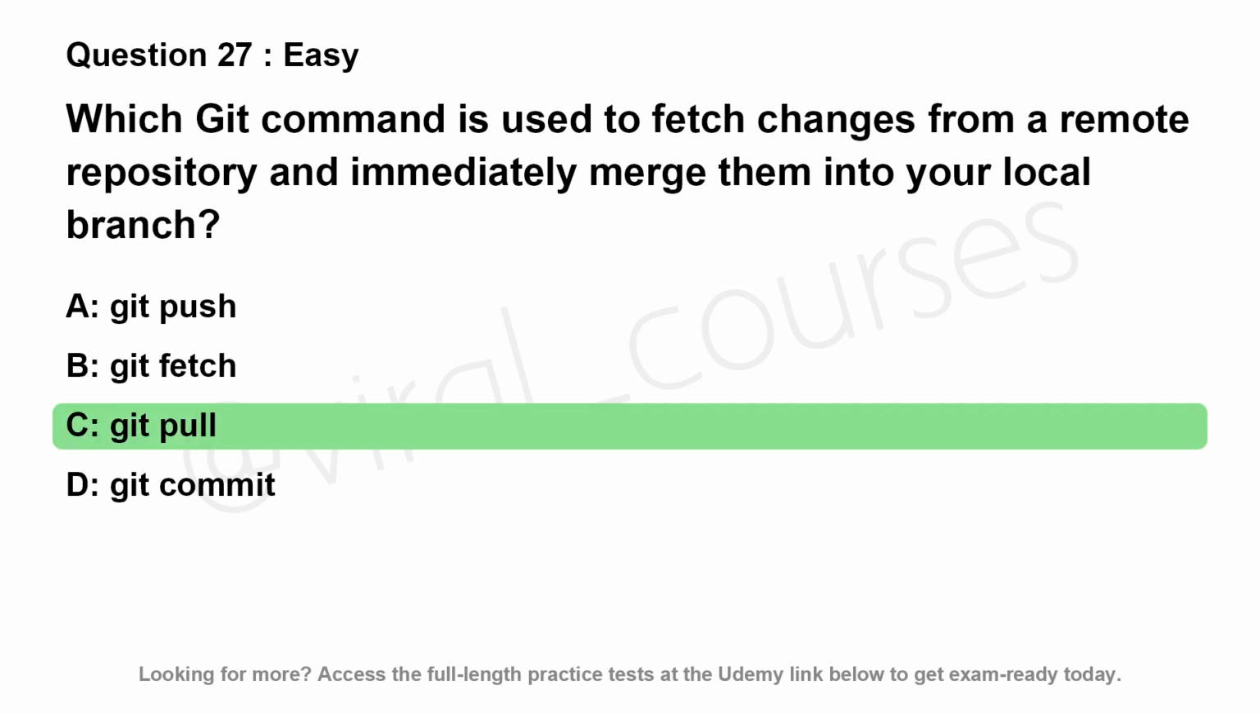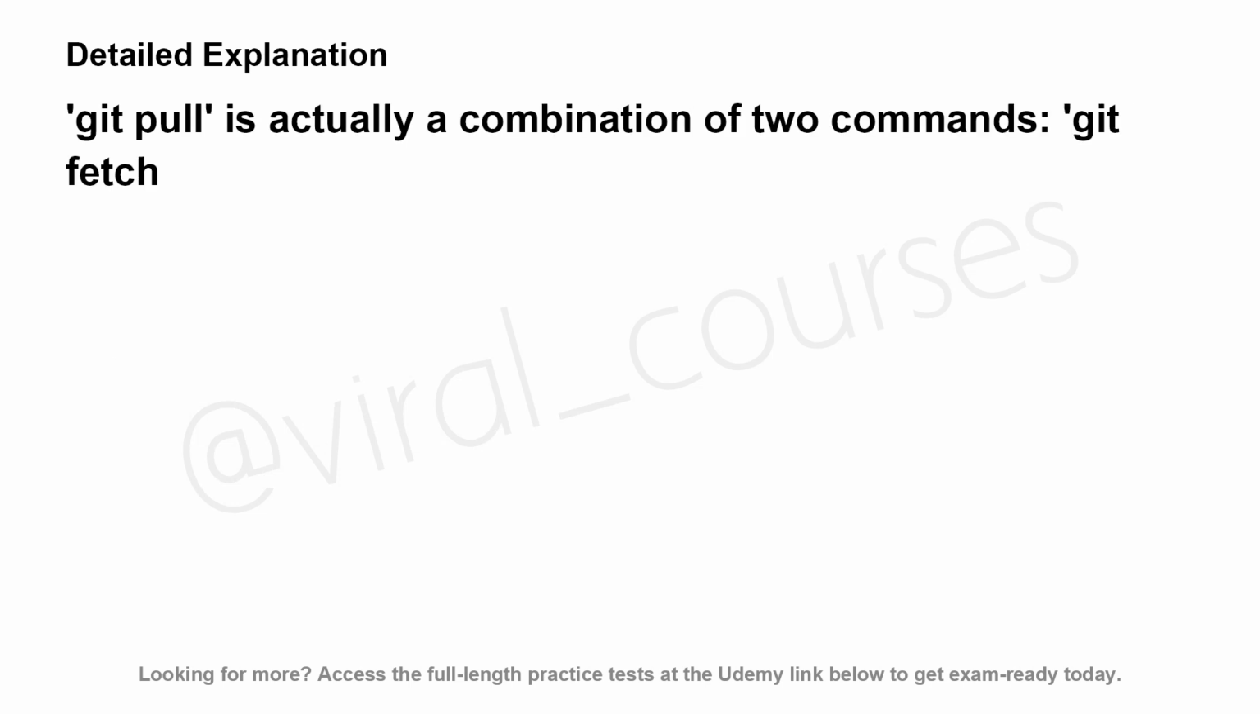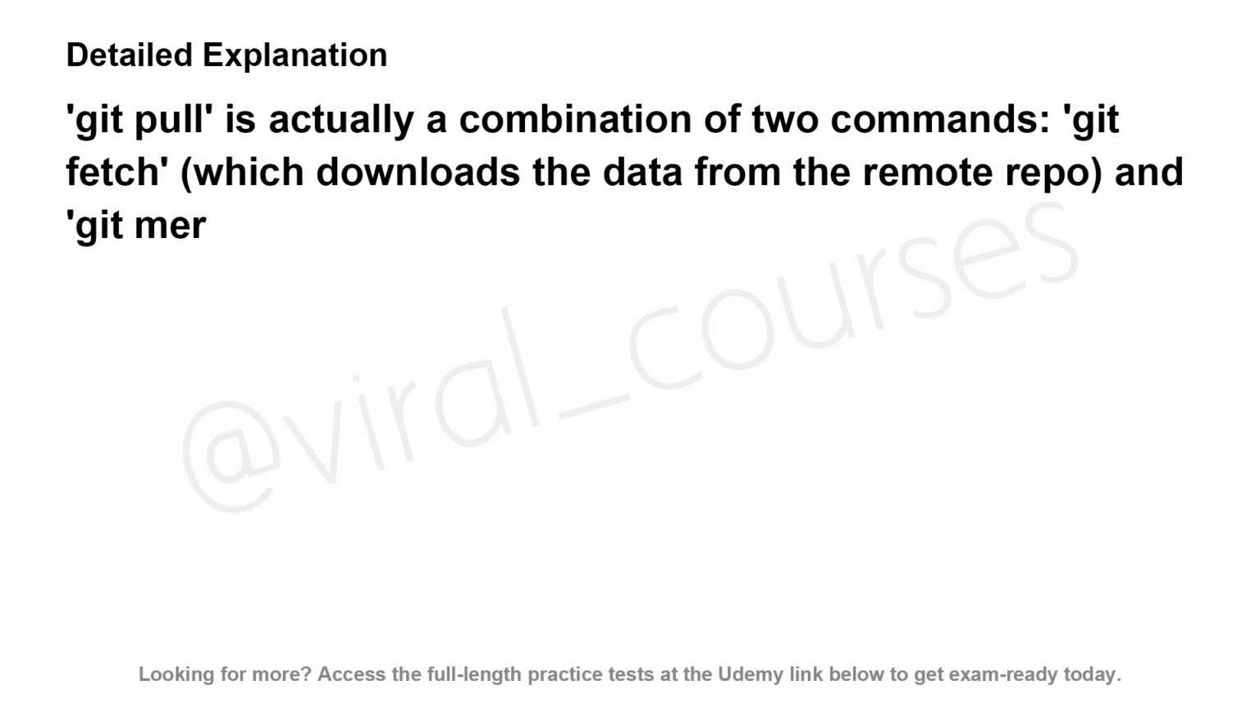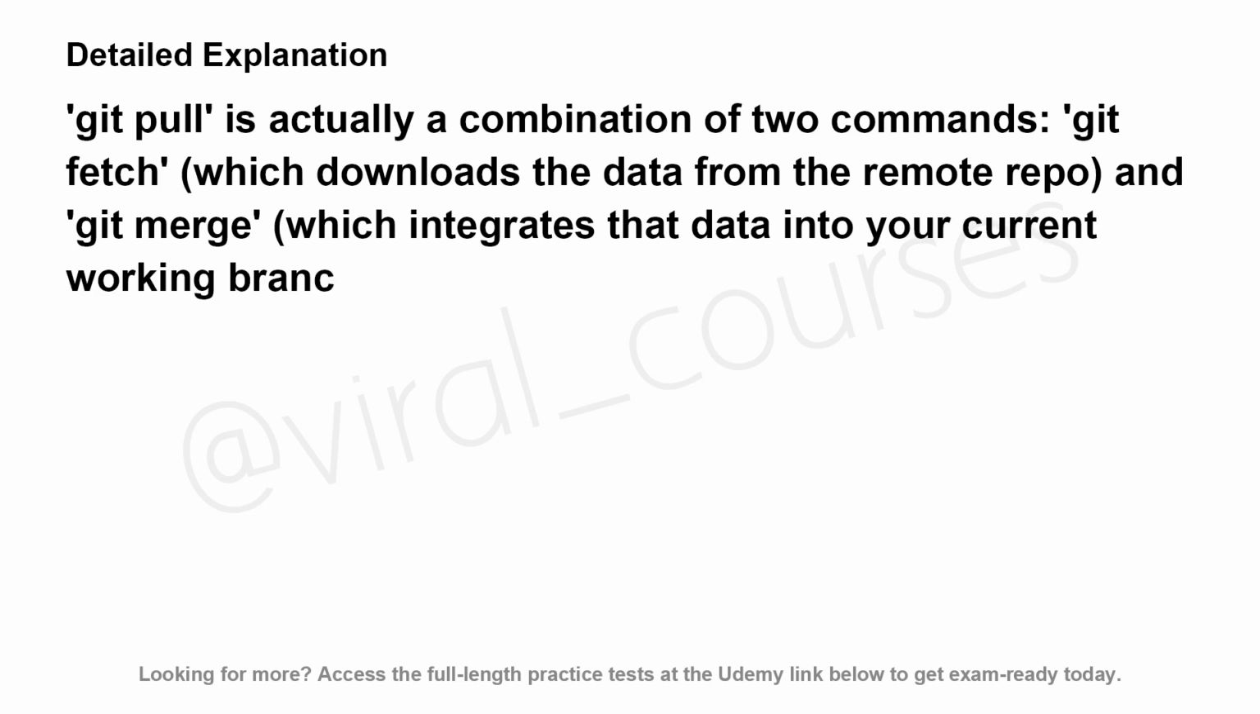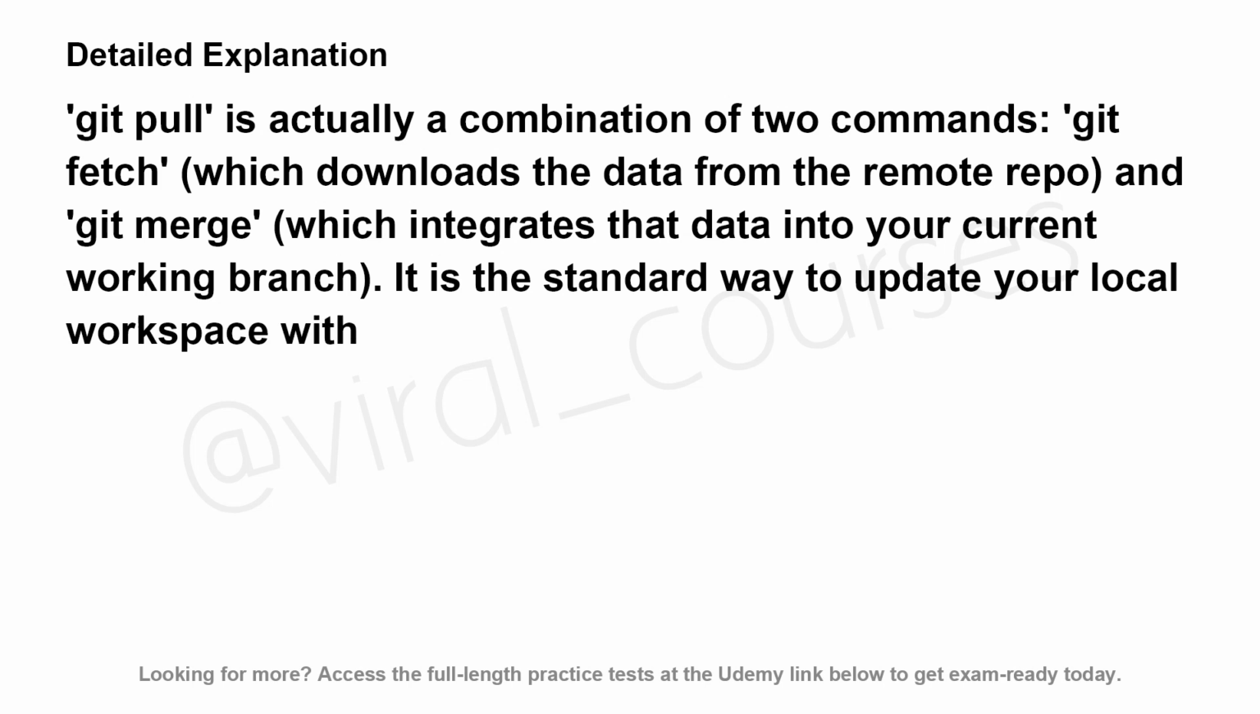The correct answer is C. Git pull is actually a combination of two commands. Git fetch, which downloads the data from the remote repo, and git merge, which integrates that data into your current working branch. It is the standard way to update your local workspace with the latest code from your team.